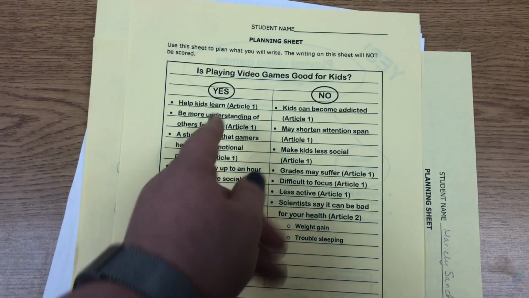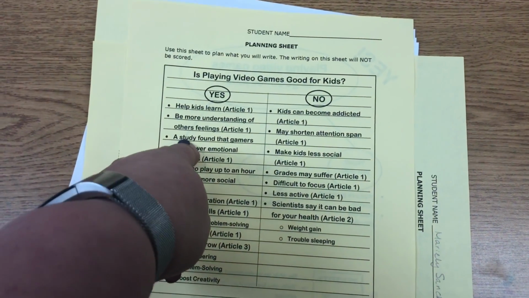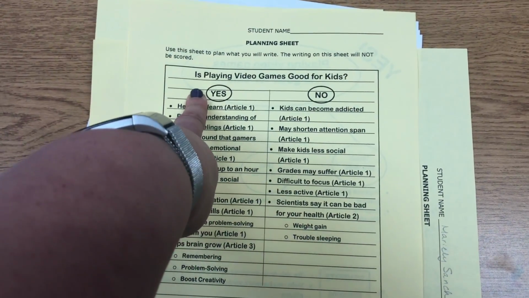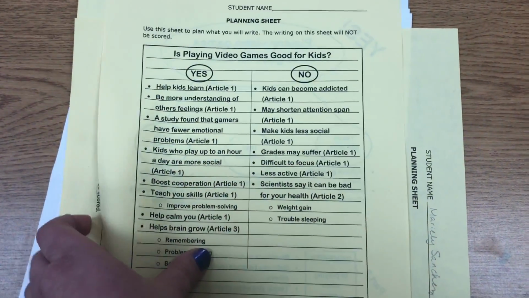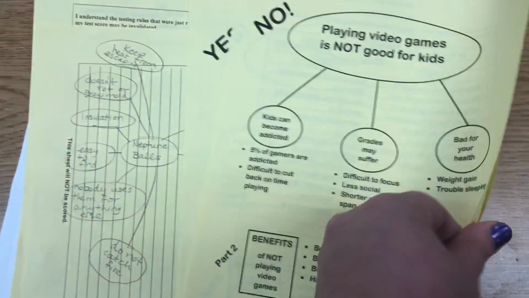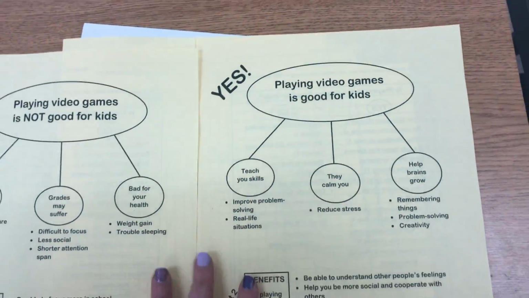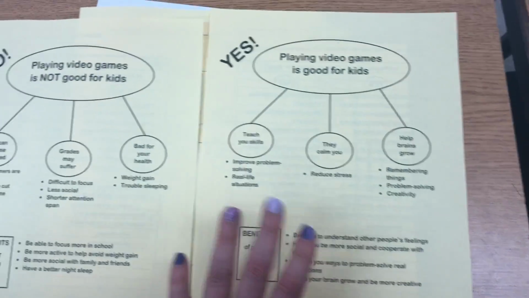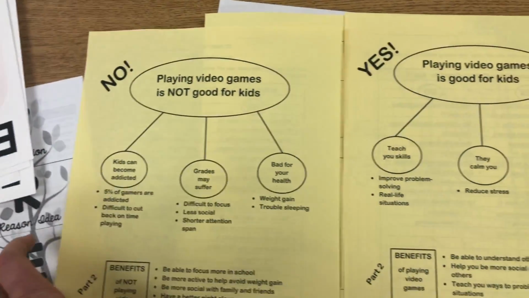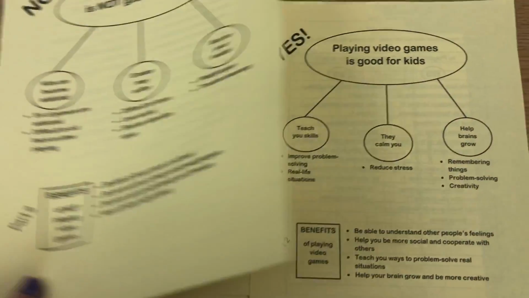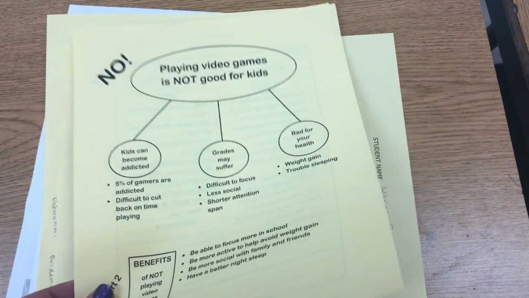If it was an opinion writing like this one, which is on video games, I will use a T-chart where they have a yes and all the evidence that supports why yes, and all the evidence that supports why no. And then on the back, they have their spaceship. So this is a yes, that video games are good, and this is no, they are not good, so that they can go ahead and know how to structure their essays.